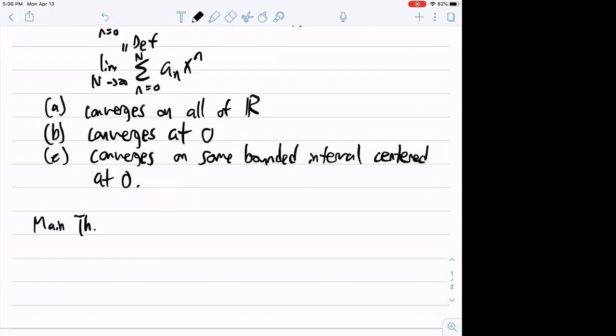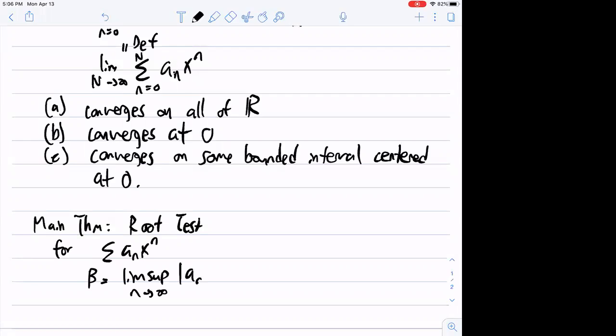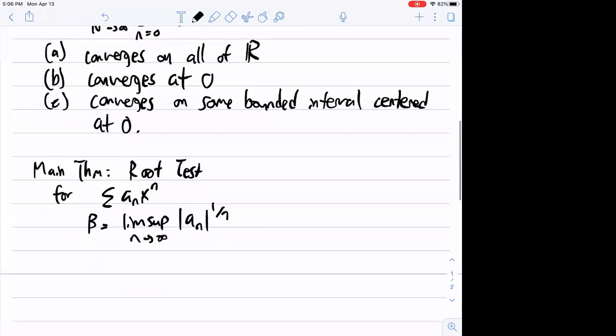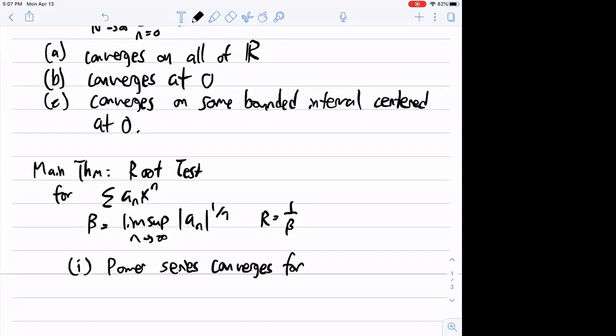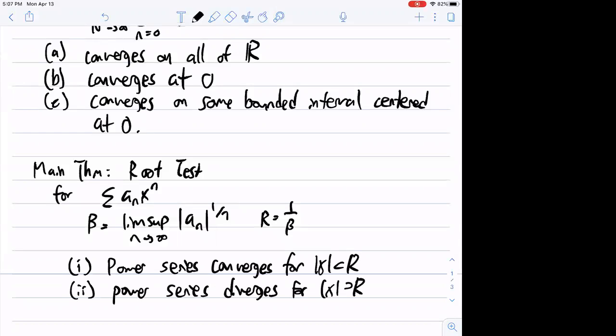So, main theorem, root test. For the series sum a_n x^n, if beta is the lim sup of the sequence |a_n|^(1/n), that's why I went over lim sup, so we all know what it is, and we let R be 1 over beta, the root test basically says if this is finite, the power series converges for absolute value of x less than R, and the power series diverges for absolute value of x bigger than R. Again, equal to R is inconclusive.